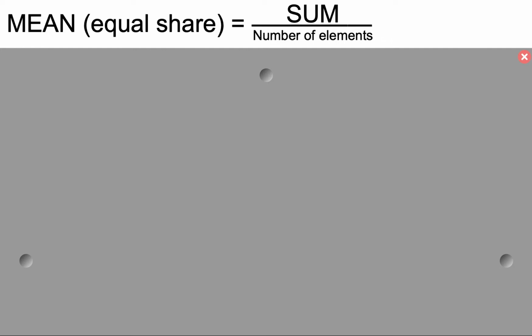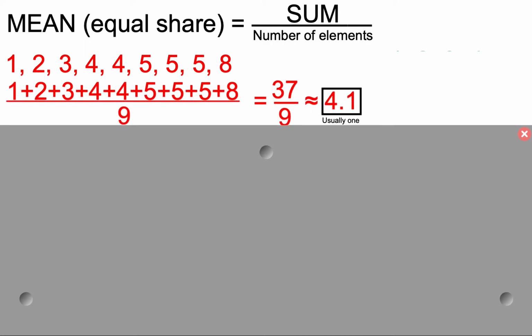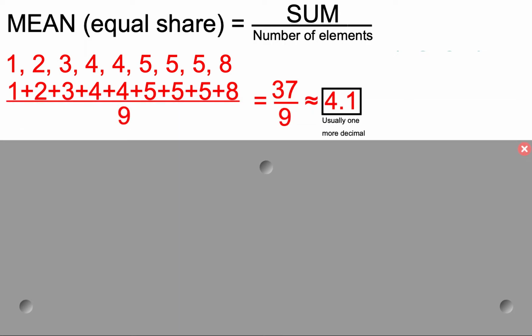One way to remember this, you've been told, don't be mean, you need to share. The mean is the equal share. You do the sum, which is what you get when you add everything together, and divide it by the number of numbers. For example, if your numbers are 1, 2, 3, 4, 4, 5, 5, 5, and 8, you would add them all together, get 37, divide by 9, because there are 9 numbers. That gives you 4.1 as your mean.